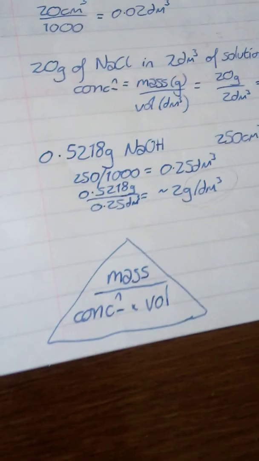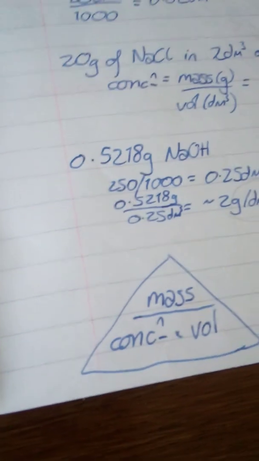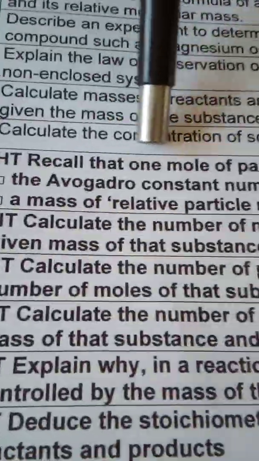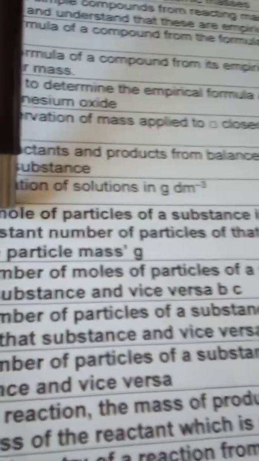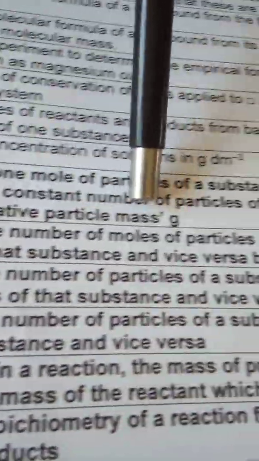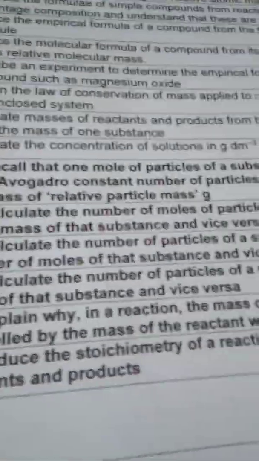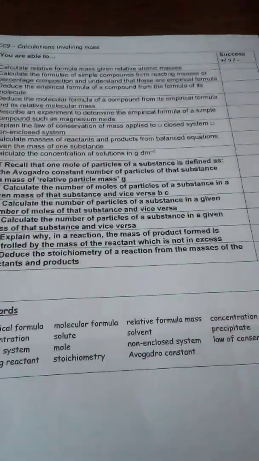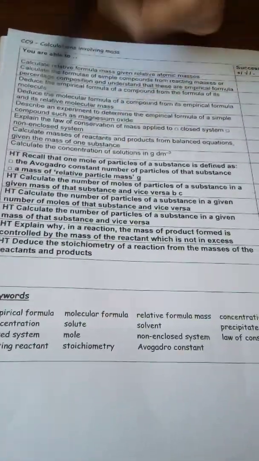That's it for the foundation paper. I'm going to just do a little bit on the higher paper. Really quickly, recall that the mole of particles in a substance is defined by the Avogadro constant, which is 6.02 times 10 to the 23, of particles of that substance, of a mass of relative particle mass in grams. So 12 grams of carbon is a mole of carbon. 24 grams of carbon is 2 moles of carbon. 6 grams of carbon is half a mole of carbon.